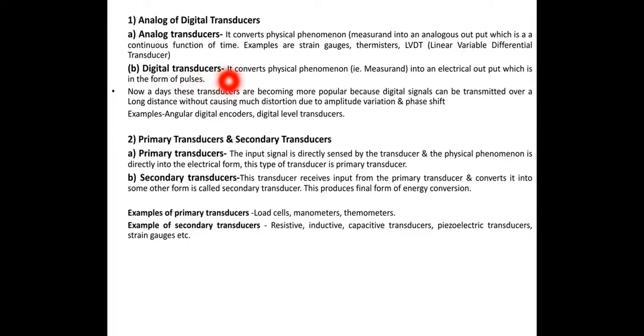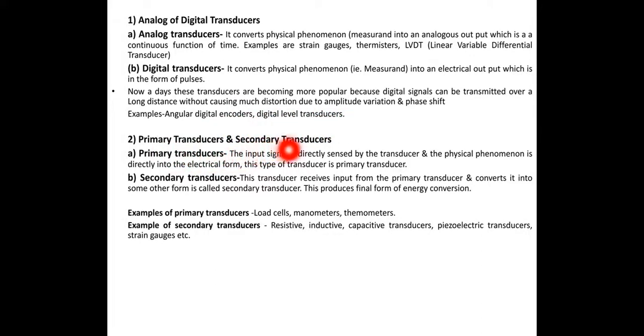Digital transducers convert the physical phenomenon that is measured into an electrical output, which is in the form of pulses. Digital output is in the form of pulses. Nowadays these transducers are becoming more popular because digital signals can be transmitted over a long distance without causing much distortion due to amplitude variation and phase shift. Examples are angular digital encoders, digital level transducers.